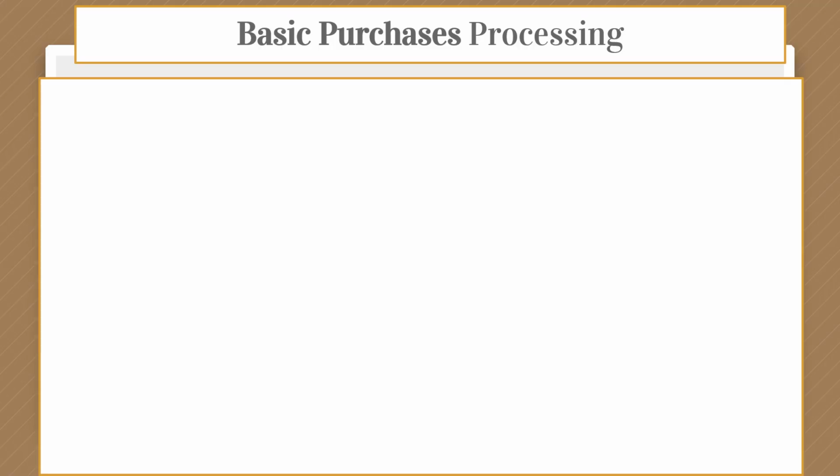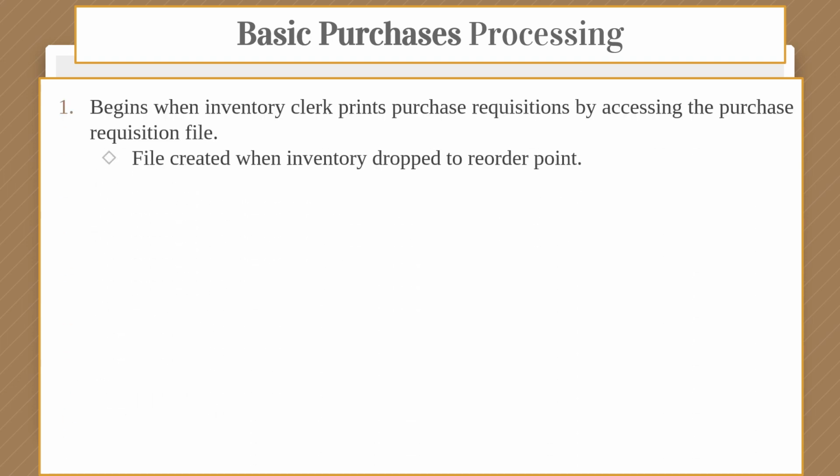The processing steps in the basic purchase system begin with the inventory clerk printing the purchase requisition by accessing the purchase requisition file. The file is created when the inventory drops to a reorder point, meaning that the purchase order file will be created when the inventory balance drops for some items. So we do reorder. We prepare the order according to the need of the inventory.